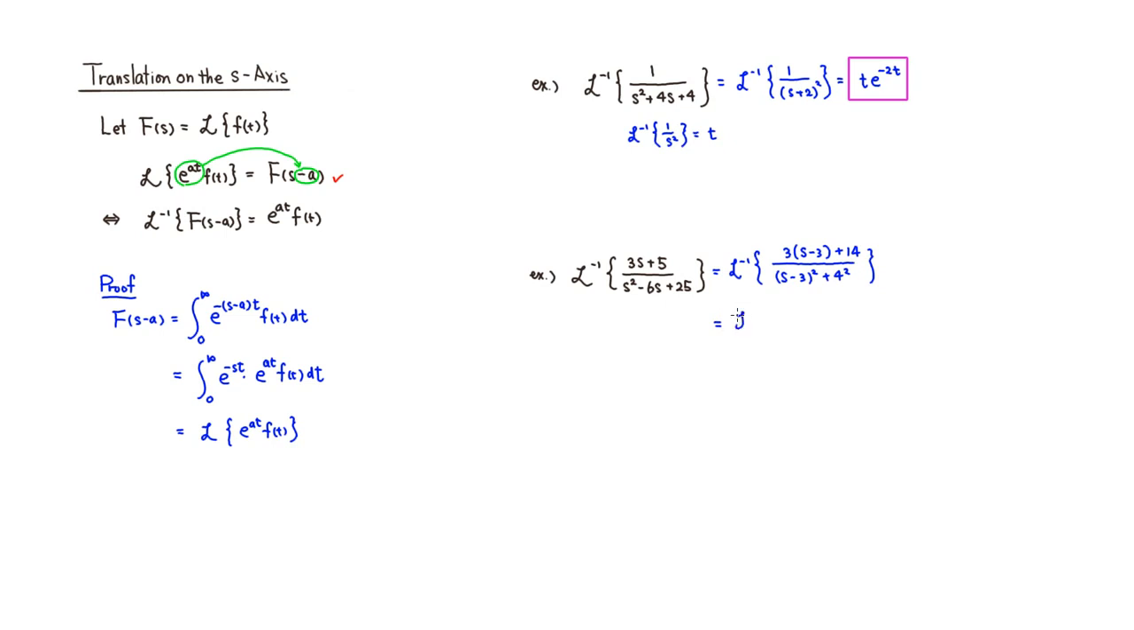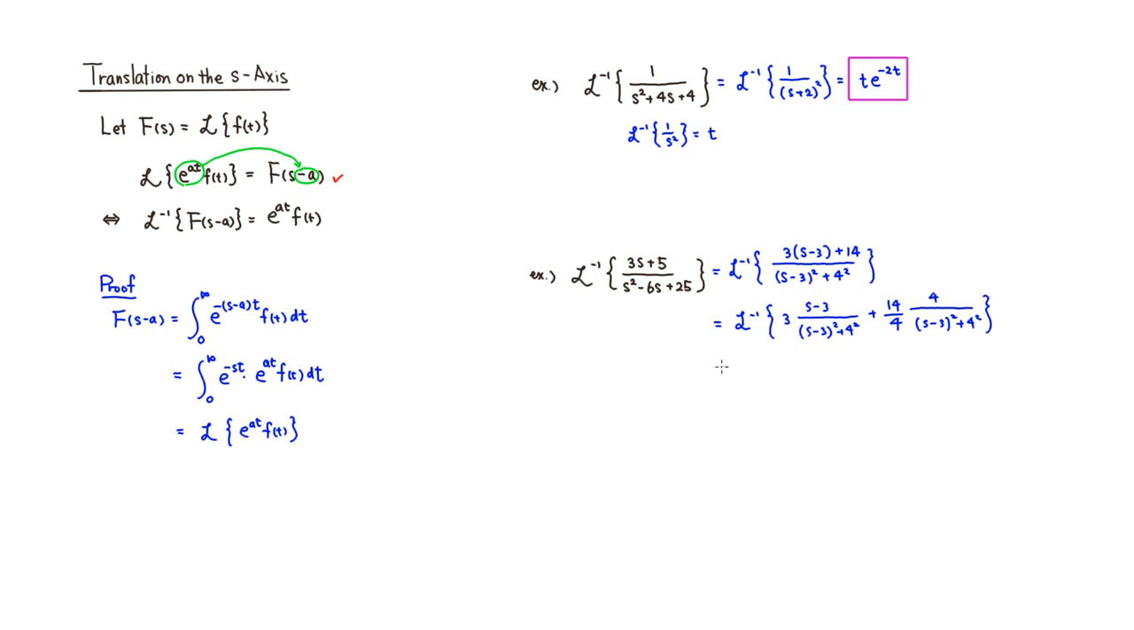So we want to find the inverse Laplace transform of, I'm going to put the 3 in front, then s minus 3 over s minus 3 squared plus 4 squared. And plus, I'm going to pull 14 outside. Then I would like to have 4 here, so I'm going to put 4, then divide by 4. Then we have s minus 3 squared plus 4 squared.